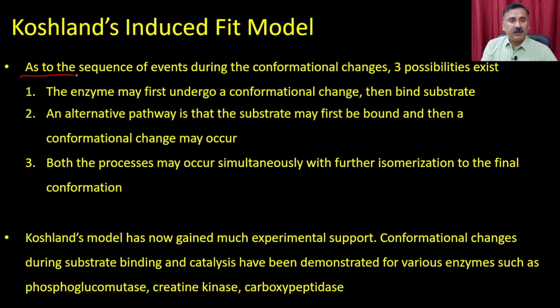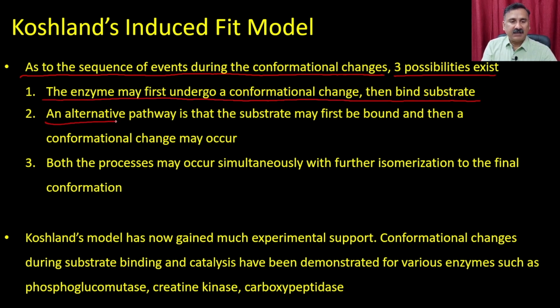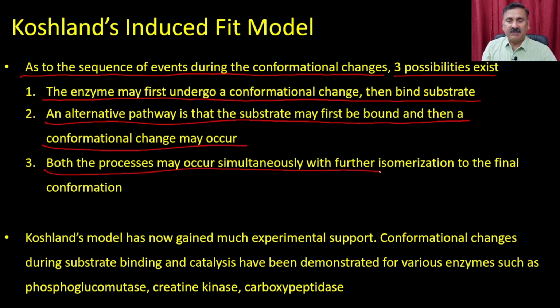As to the consequence of the event during the conformational changes, there are three possibilities. The enzyme may first undergo a conformational change and then bind the substrate. An alternate pathway is that the substrate may first be bound and then conformational changes may occur. Both processes may occur simultaneously, with further isomerization to the final conformation. So what it says is that there are three possibilities.